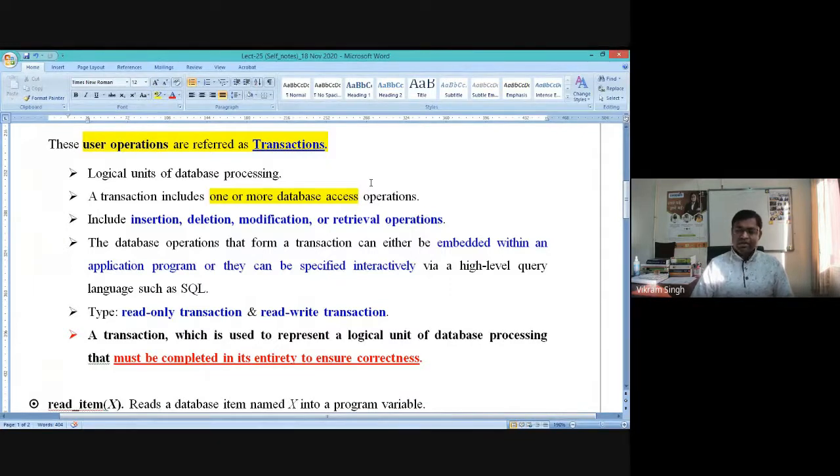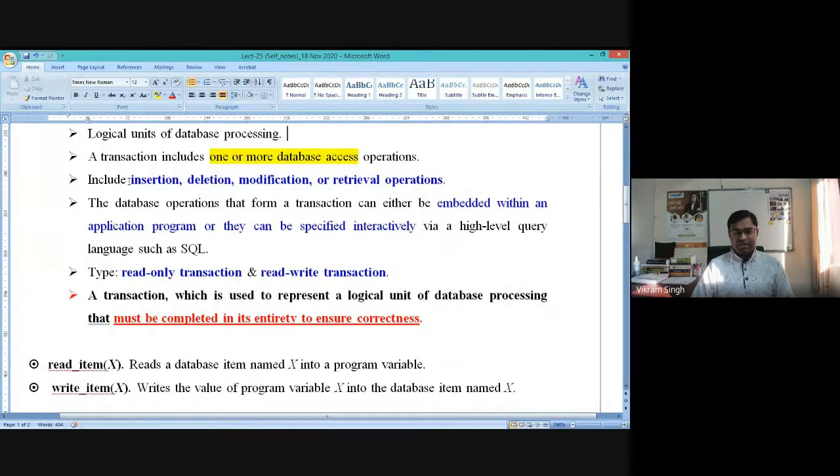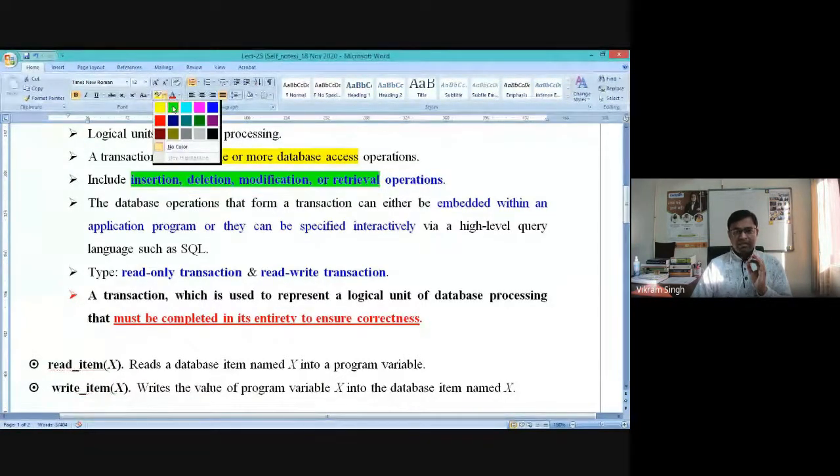And naturally, in these operations, we are expecting various operations like insertion of records, deletion of records, modification of records, or simply retrieval, right? So these are the three primary types, you can say. These are the primary operations which will be performed within the database for the user operation. That is for sure.